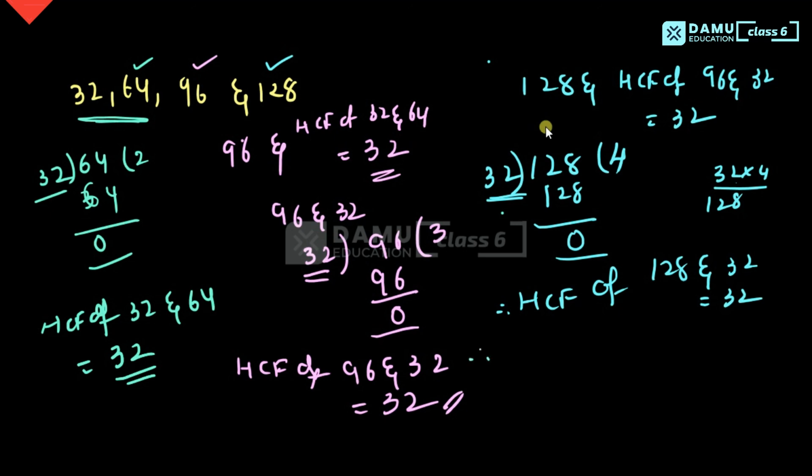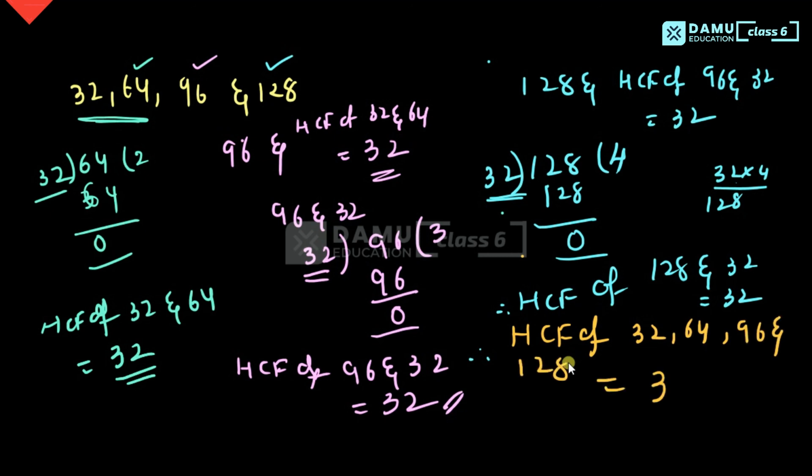Then finally what you can write here is the final value: HCF of 32, 64, 96 and 128 will be equal to 32. So continuously you can go for so many numbers like 3 digit, 4 digit, 5 digit, all the numbers you can go.